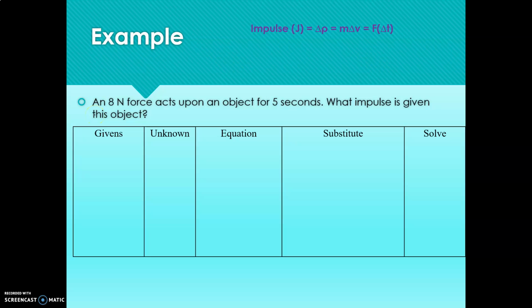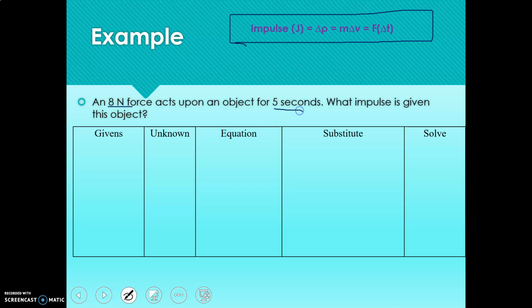Alright, so first example. An 8 Newton force acts upon an object for 5 seconds. What impulse is given to this object? So, impulse. Remember, we have this long equation where everything is equal to each other, right? So we need to figure out what exactly we're provided in the problem, because I know we were not given momentum, mass, velocity, force, and time. We're only given 2 things, right? We're given 8 newtons and 5 seconds. So we know that the force is 8 newtons, and we know that the time is 5 seconds.